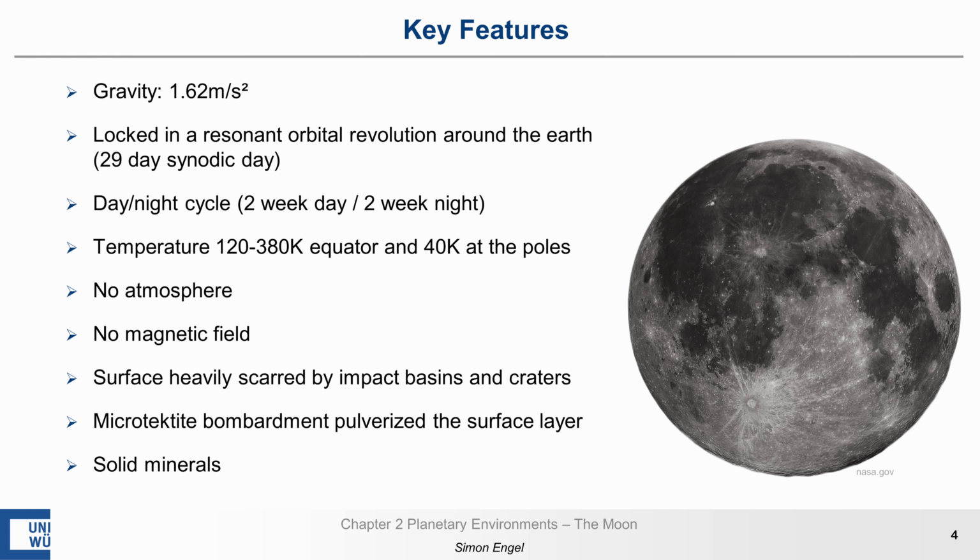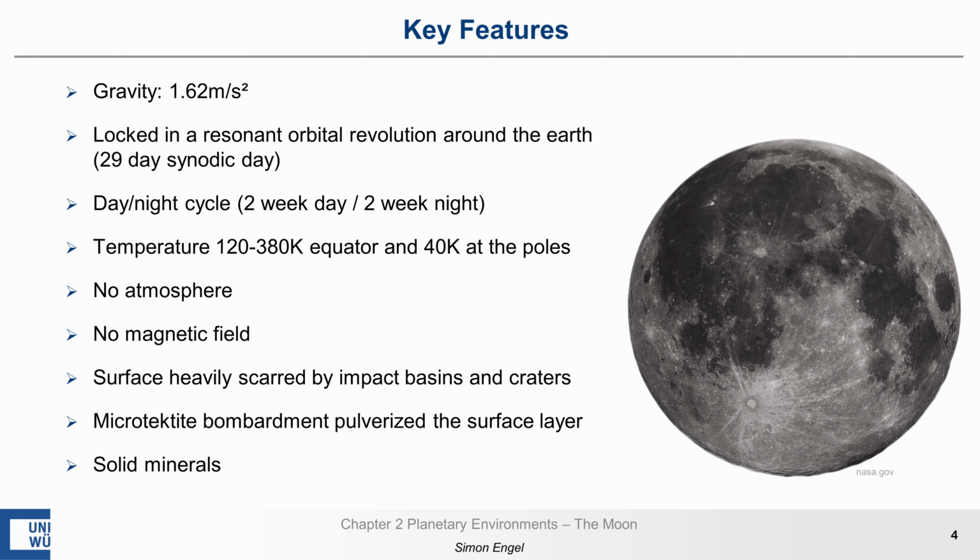At the equator we have around 120 to 380 Kelvin, which equates to minus 150 degrees Celsius to 100 degrees Celsius. But the temperatures can get even colder and can be as low as 40 Kelvin at the poles, which would equate to a temperature of minus 230 Celsius.